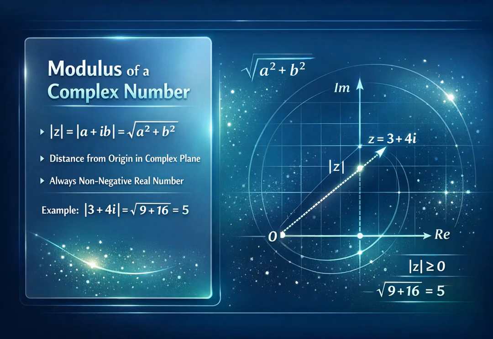The modulus of a complex number z equals a plus ib is defined as the square root of a squared plus b squared. We write it as |z|. It represents the distance from the origin in the complex plane. For example, the modulus of 3 plus 4i is the square root of 9 plus 16, which equals 5.